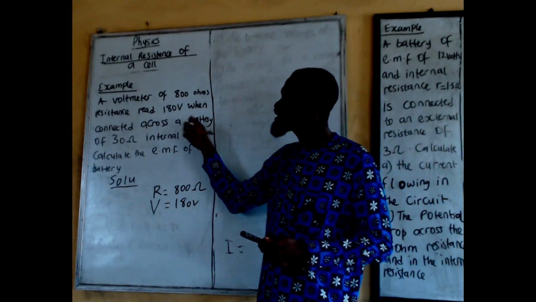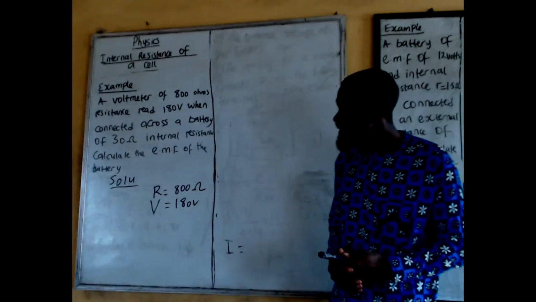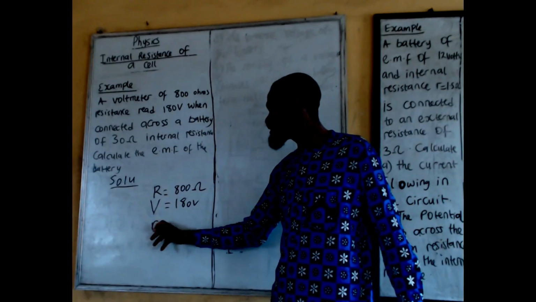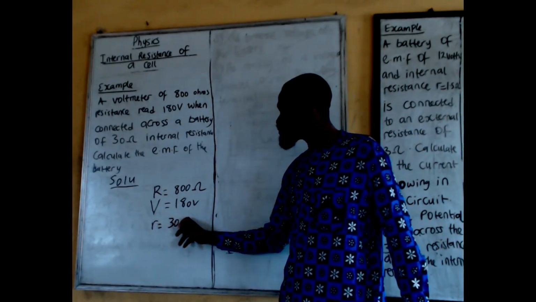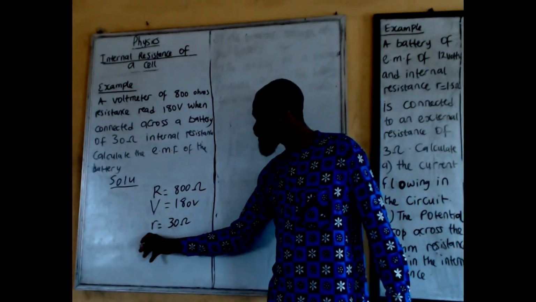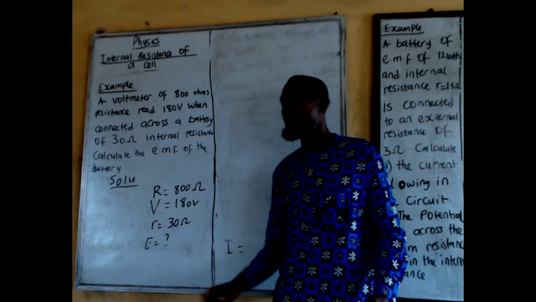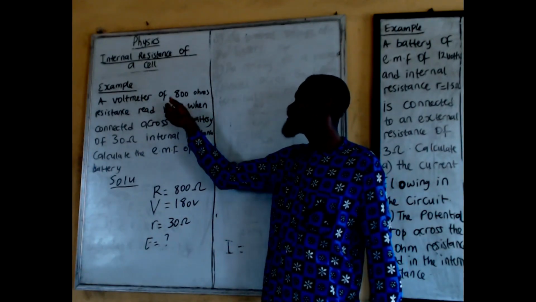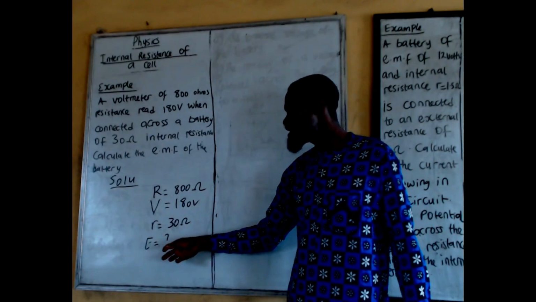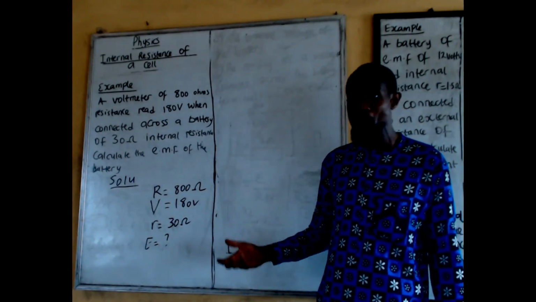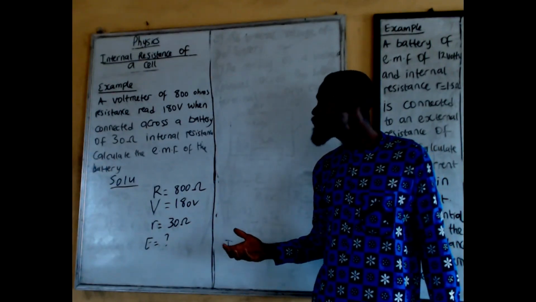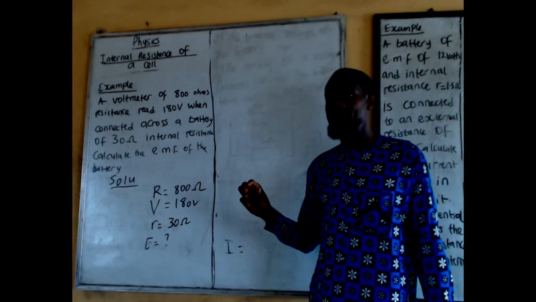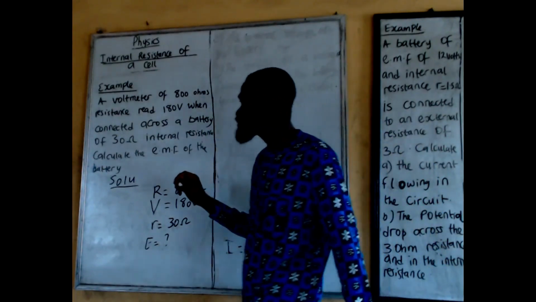Now it said across a battery of 30 ohms. Again, this battery's internal resistance is called to question. Internal resistance is small letter r, which is 30 ohms. Now we are asked to calculate the EMF, E equals question mark. Once again, somebody may say the voltmeter reading of 180 volts is supposed to be the EMF. But no, it is not told to be an open circuit. Only when it is an open circuit will the reading you are getting be that of the EMF of the battery.